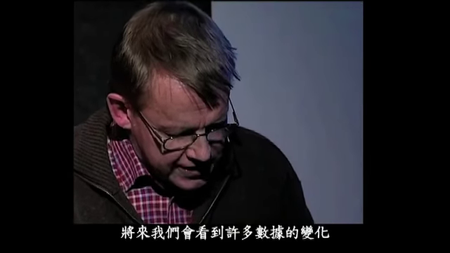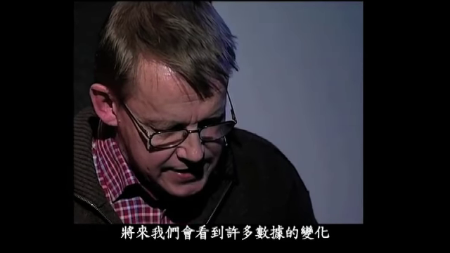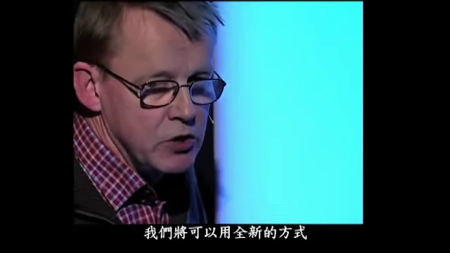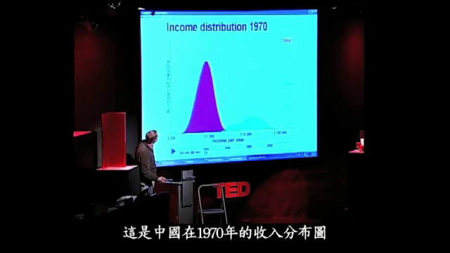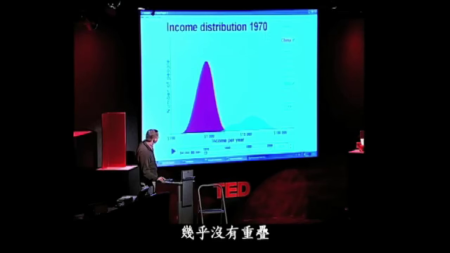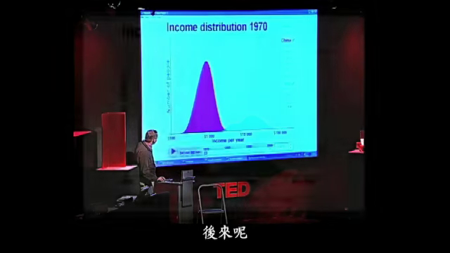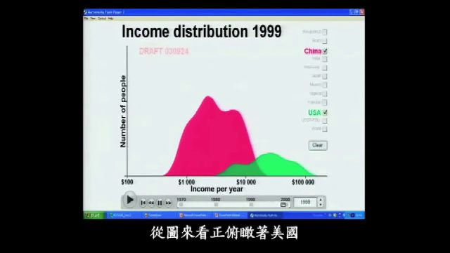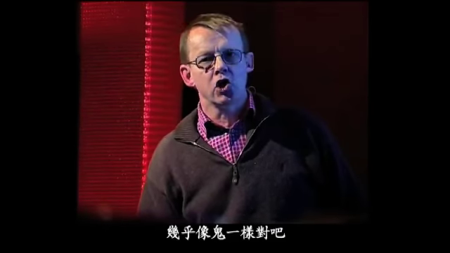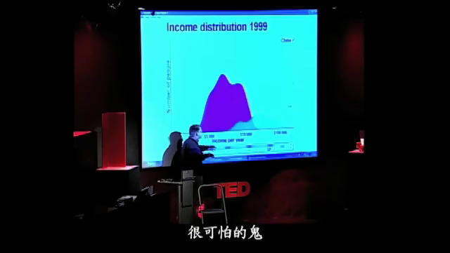So we can see a lot happening in data in the coming years. We will be able to look at income distributions in completely new ways. This is the income distribution of China, 1970. This is the income distribution of the United States, 1970. Almost no overlap. Almost no overlap. And what has happened? What has happened is this, that China is growing, it's not so equal any longer, and it's appearing here, overlooking the United States, almost like a ghost, isn't it? Huh? It's pretty scary.